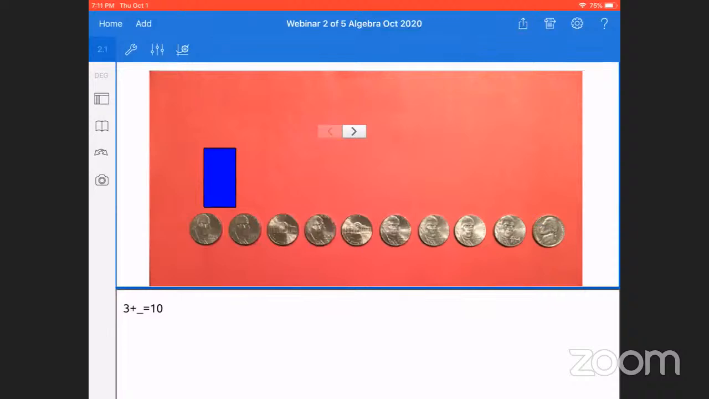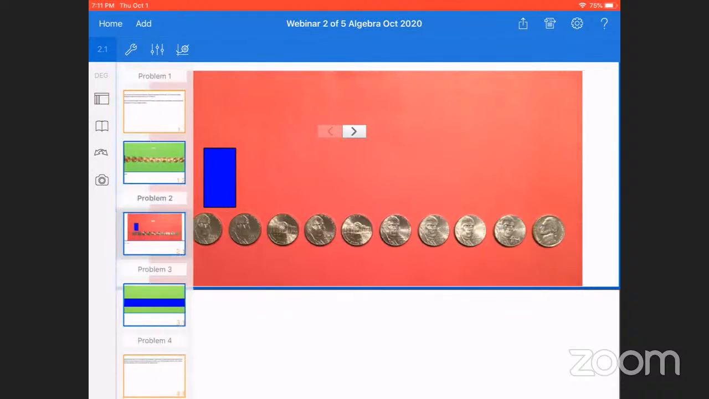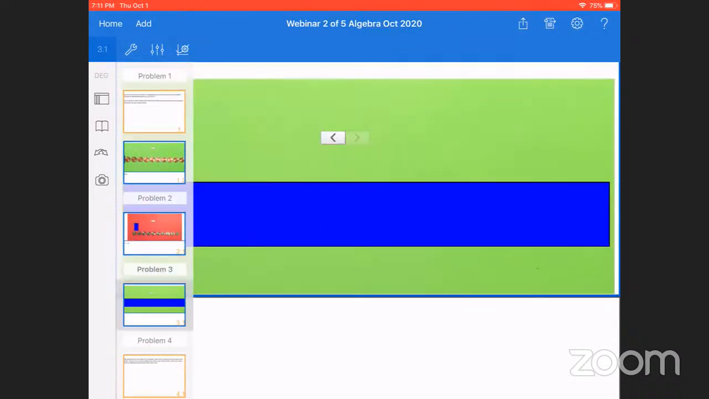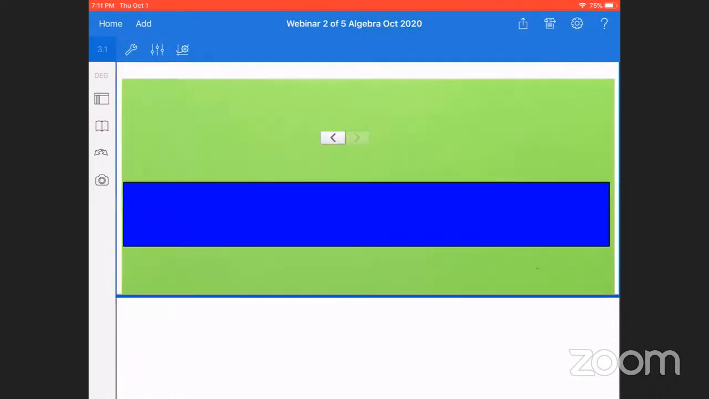And then I would have my students skip count again so they could see how much money it is. But the next thing I wanted to show you was one more of these problems. And this time we have a different coin. And I would challenge the students to pose this problem in terms of coin values.